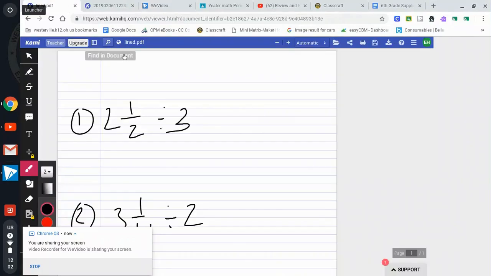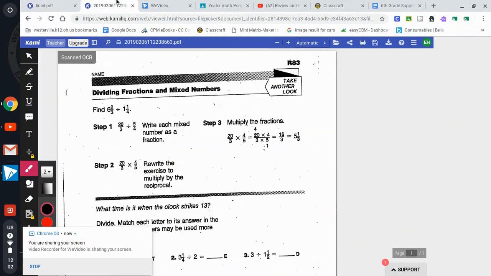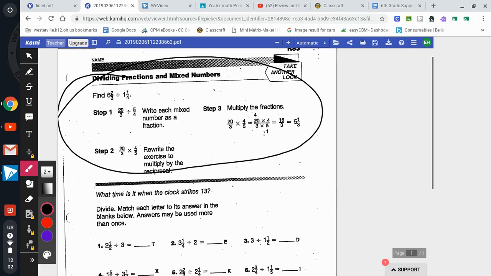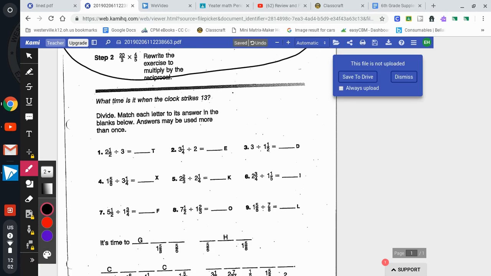All right, so for tonight's math homework, we have dividing fractions with mixed numbers. So you have 3 steps right here to help you. I'm going to further go through them. Now you have a puzzle tonight. What time is it when the clock strikes 13?